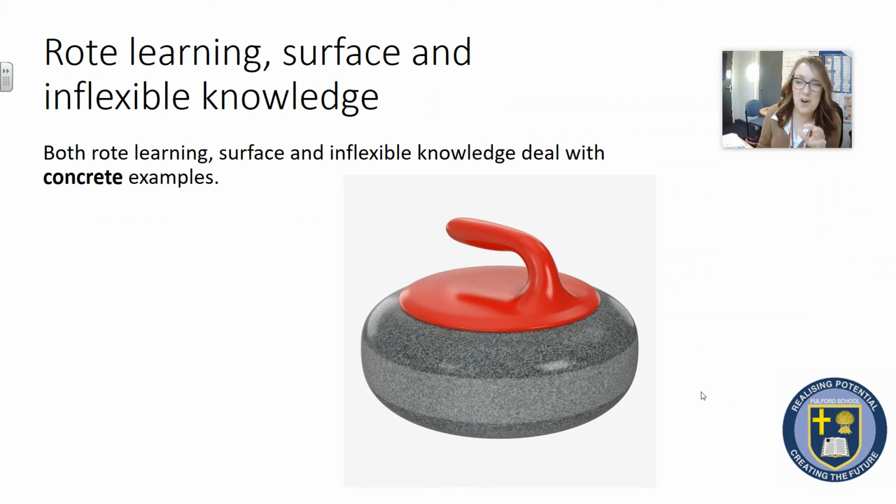So that's good. We've got the curling stone. So rote learning, surface knowledge, inflexible knowledge. It's a good analogy to think of it as just this block of something. We've got something that is quite finite, concrete, fixed, and it just exists on its own. If you think about this curling stone, it doesn't do anything on its own. In itself, it has lots of properties, but it's not interacting with anything whilst it's just there on its own. So rote learning, surface, and inflexible knowledge deal with concrete examples.